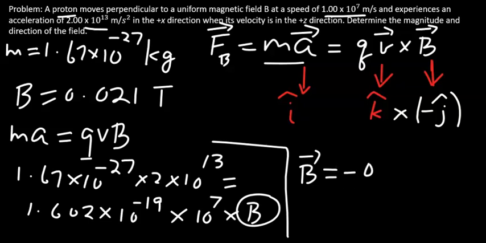It's minus 0.021 j hat Tesla. And that solves the problem.